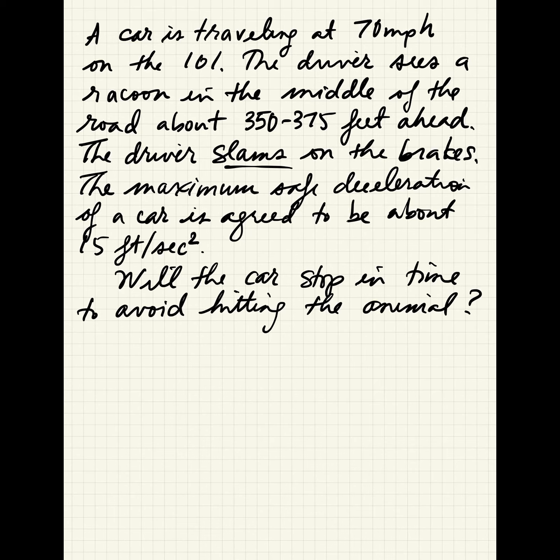And you can tell from the problem, this is a distance, velocity, acceleration problem. We've got a velocity here, we've got a distance here, and we've got an acceleration here. And we're going to use these to answer the question. Is there a chance the car is going to hit the poor animal, or is it going to stop ahead of time? So here's our work.